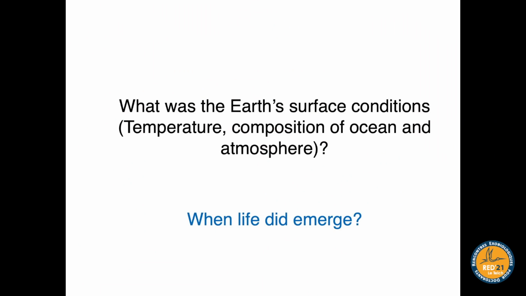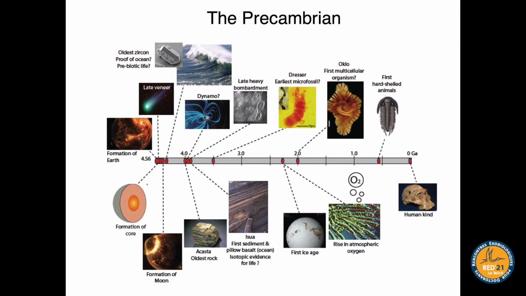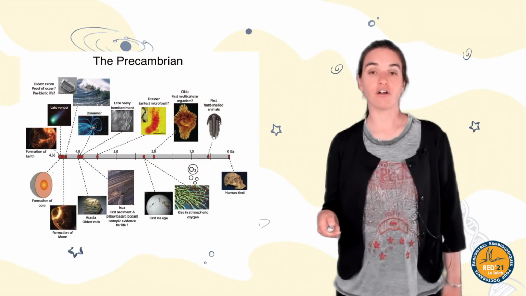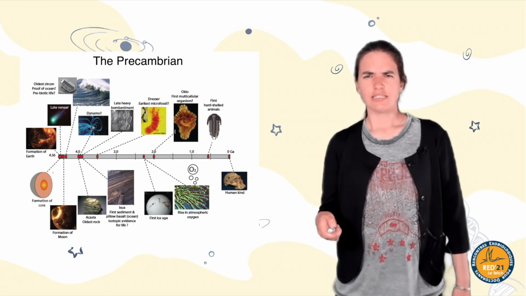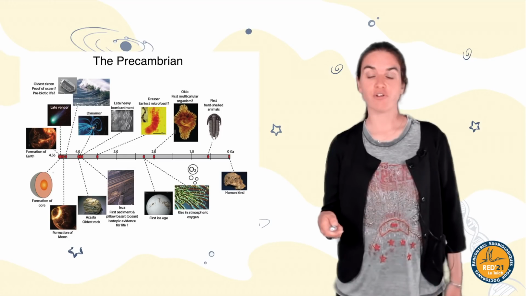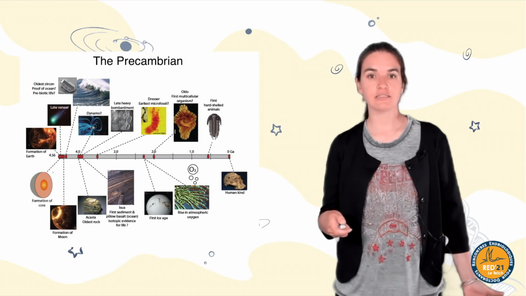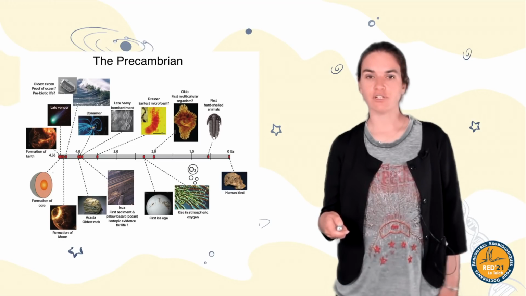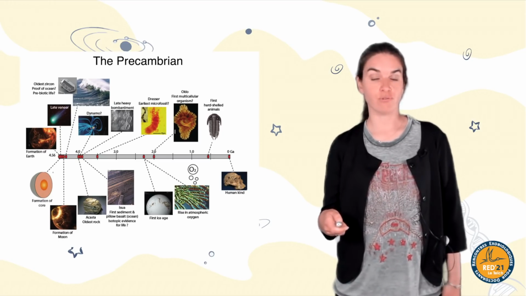So the two questions I want to discuss are: what were the Earth's surface conditions, so what was the temperature and the composition of the ocean and the atmosphere, and when did life emerge. First, let's look at what the Precambrian is. Here you have the geological time scale from 4.5 billion years ago, when the planet formed, to now, where we are living today. And most of this time, until the first evidence of shelled animals, is called the Precambrian. It's 4 billion years of the planet's history, and this is a very crucial time for a lot of geological events, but also for life to appear and evolve.